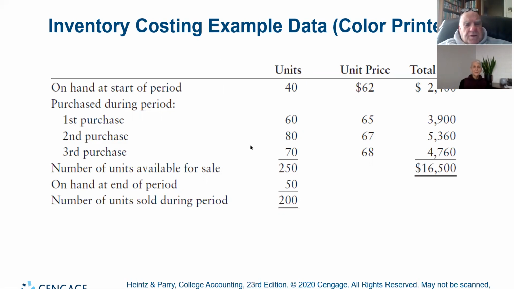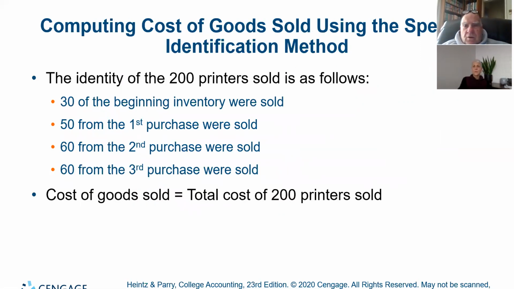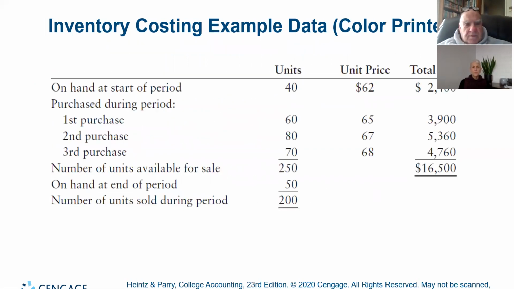So we're familiar with this. Number of units available, 250. There's 50 left on hand, so we sold 200. How do we turn the $16,500 available into inventory dollars and cost of sales dollars? Specific ID. Just like I told you, Lori, they're telling you here the identity of the 200 printers: 30, 50, 60, 60. 30 came from here, 30, 30, etc.